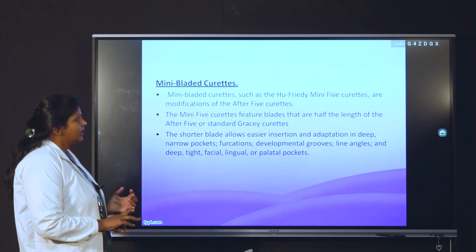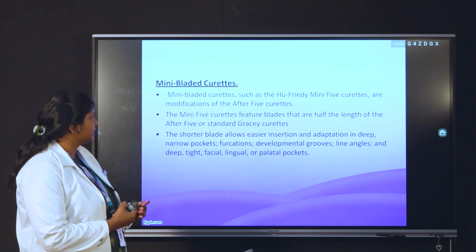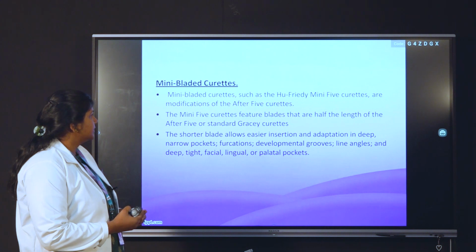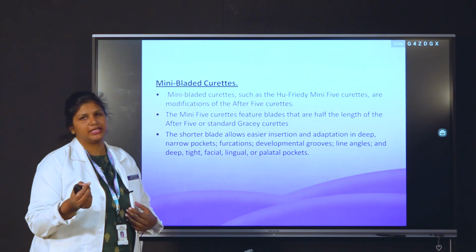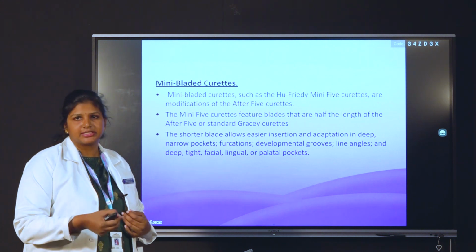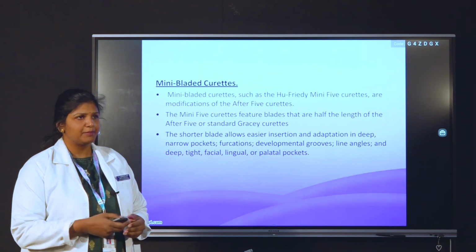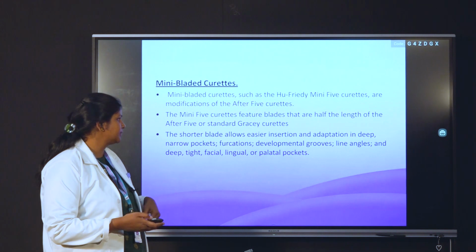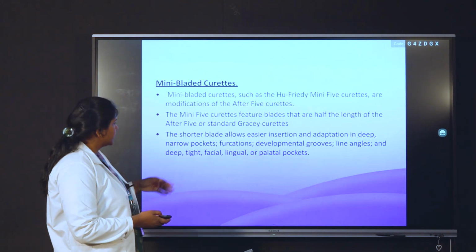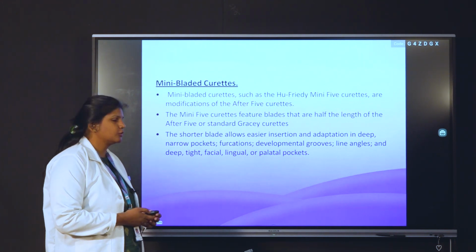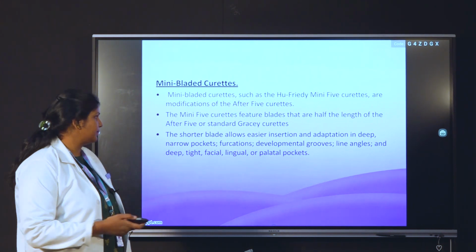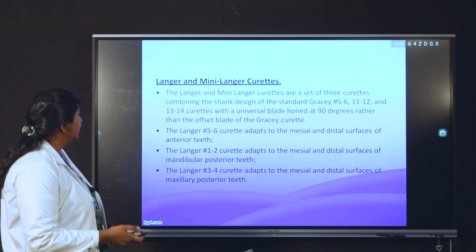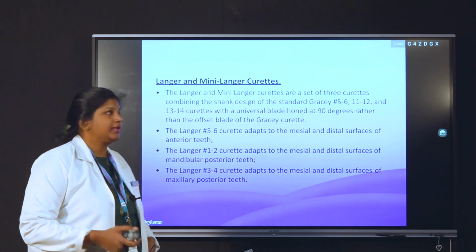These are also an advancement of the Mini Five curettes. These Mini Five features thinner blades, so that we can insert them into the deeper periodontal pockets and also into the furcations, developmental grooves, line angles, and deep tight facial, lingual and palatal pockets. And Langer and mini Langer curettes.